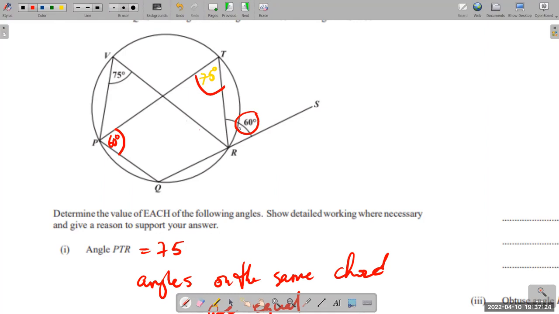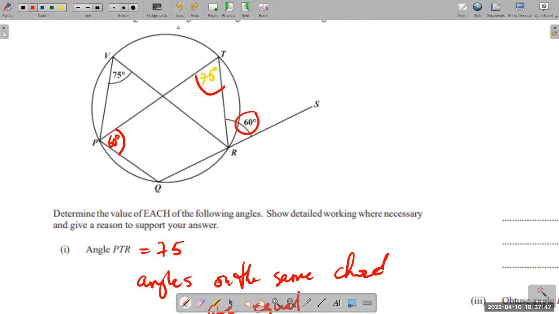The external is equal to the internal opposite. Remember, this is the internal opposite. This could never be the opposite because it's right next to it. Everybody see the difference between what opposite looks like? So please make sure you see and understand what opposite looks like, okay?